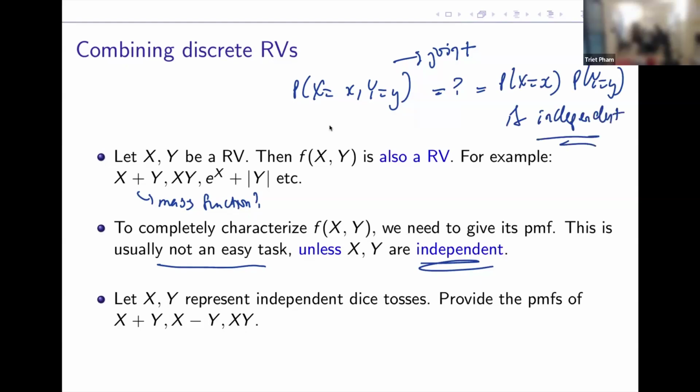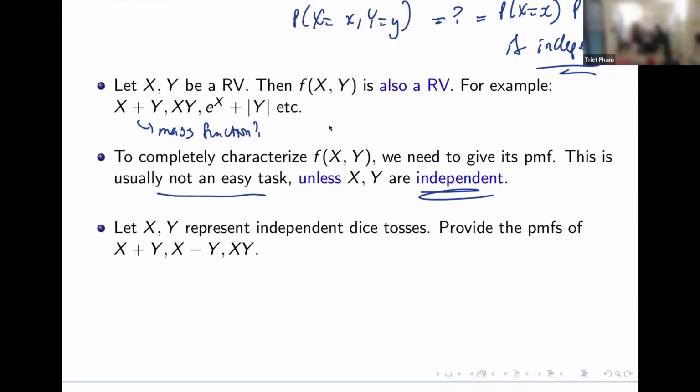And so, right, that path is easy. Otherwise, you have to look at the joint table and figure that out, okay? Which is, again, something we'll be discussing two lectures later. So for example, let's say you have independent dice tosses. Yeah, let's look at x plus y. See if we are brave enough to do this.